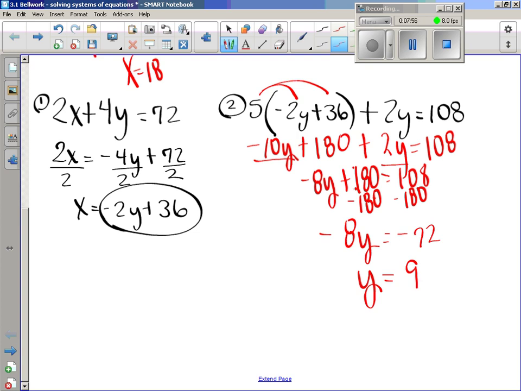And then again, you can plug it back in anywhere. I would always plug it back into where you had first solved for the variable, because that's what you're looking for, x, anyway. But you can plug it back into any equation. Coming back to you, substitution and elimination. Any questions?